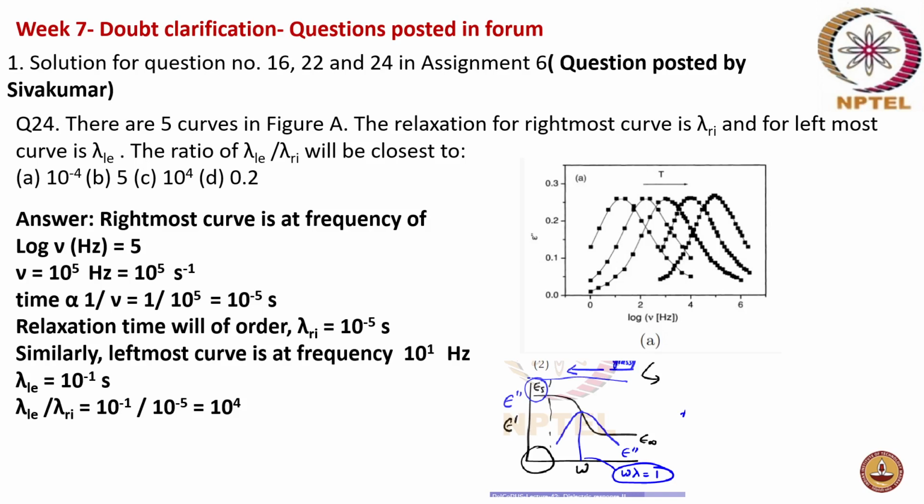So 10 power minus 5, when it goes to the numerator, it becomes 10 power 5. So 10 power 5 into 10 power minus 1 is nothing but 10 power 4. So the ratio will be closest to 10 power 4.